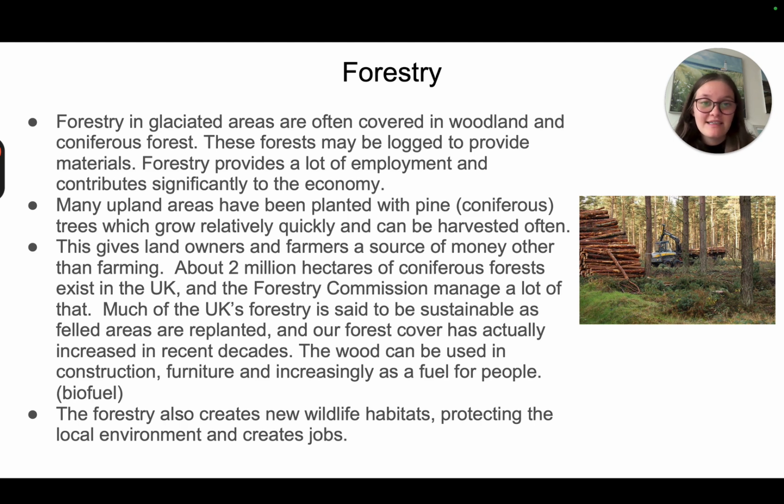About 2 million hectares of coniferous forest exist in the UK, and the Forestry Commission manage a lot of that. Much of the UK's forestry is said to be sustainable, as felled areas are often replanted, and our forest cover has actually increased in recent decades, despite so many of these trees being chopped down for materials. This wood can be used in construction, furniture, and increasingly as biofuel for people to burn in their homes. Forestry also creates new wildlife habitats, protecting the local environment and creating jobs.